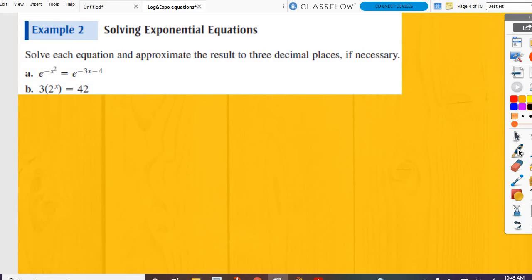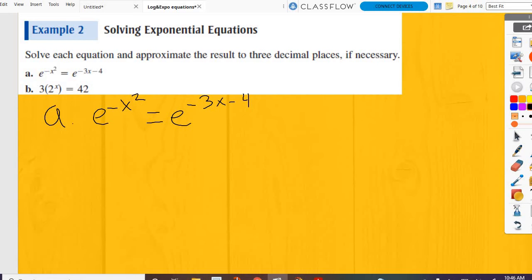So here it tells us to solve the equation and approximate the result if necessary. What did we say we want to do first when looking at an exponential equation? Isolate. Are each of my exponentials by themselves? Is there anything on the outside of either one of them? No. So they're already isolated. So then yes, we want to use our one-to-one if possible.